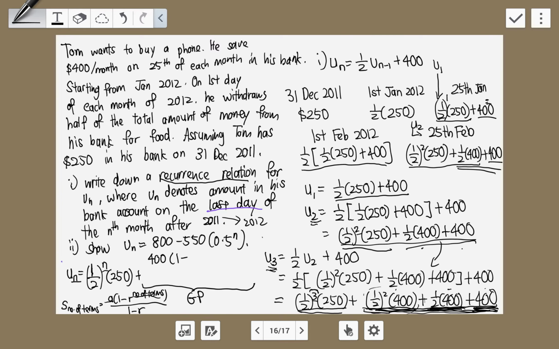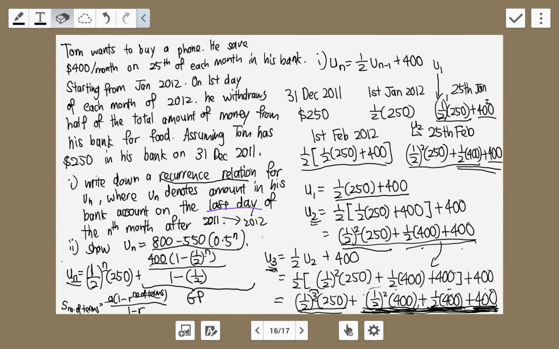The point is the common ratio between each term here is half. So therefore I have a times 1 minus half to the power of n, since the number of terms in this geometric progression would be n. When it comes to U_n, the number of terms would be n, because when it comes to 3, there's 3 terms over here. Then after that, 1 minus half, the common ratio. Therefore, from here I will simplify to get the answer that they want.